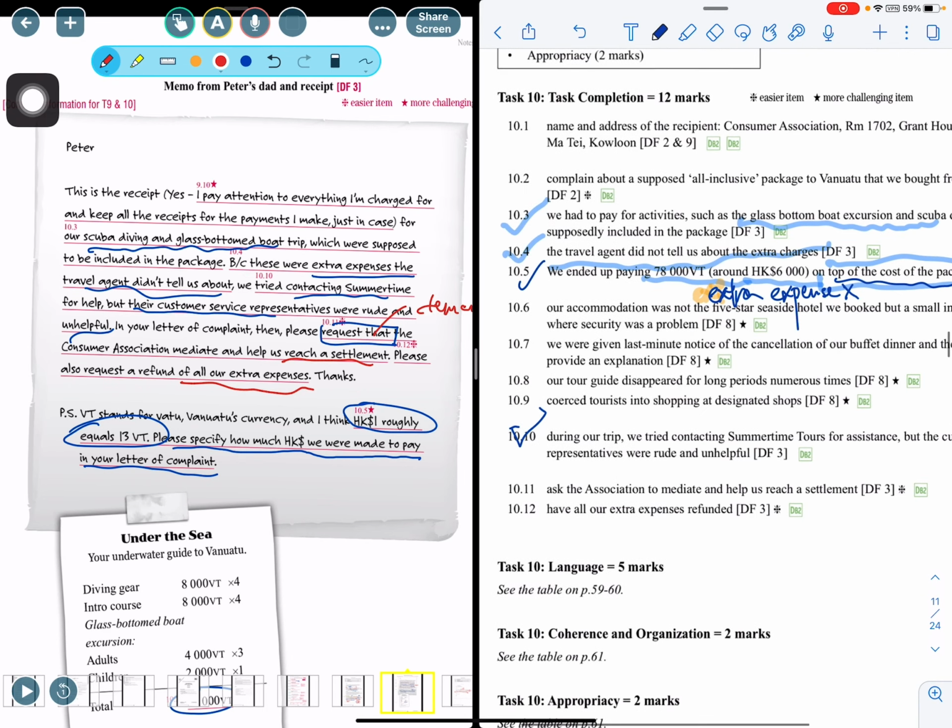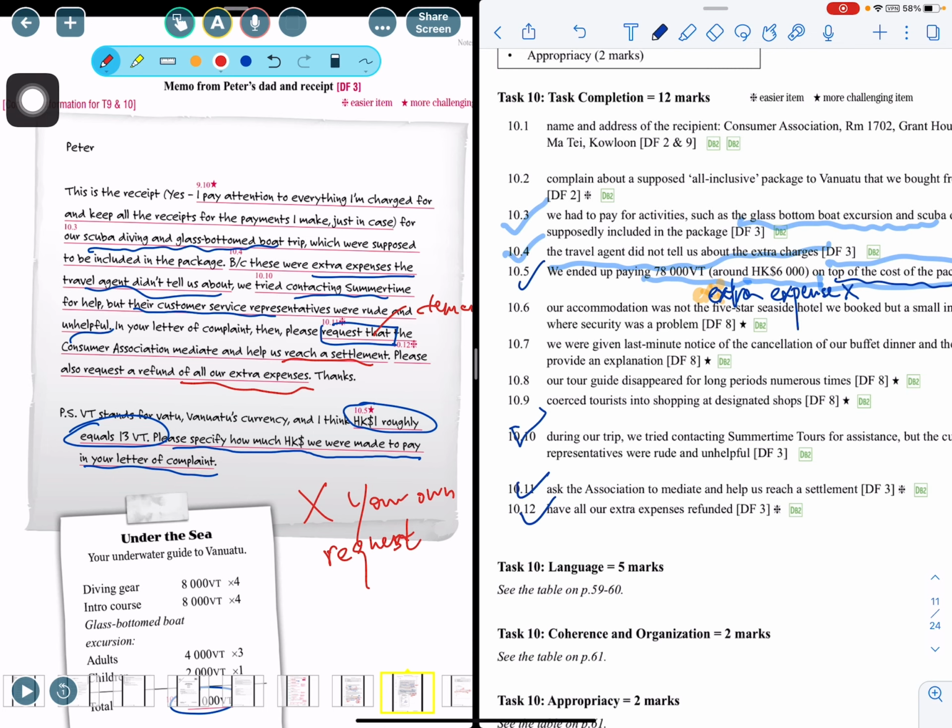So 10.11, 12 are already here. Okay, but don't make up your own request. Some of you say things like, I will resort to legal action if you don't reply to me within 2 weeks, something like that. It's not stated. It's not like you're writing freely, where you can do whatever you like, as long as it makes sense.